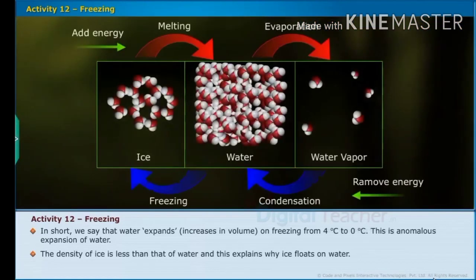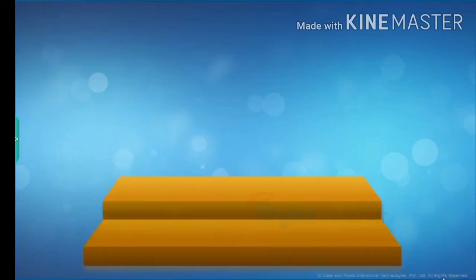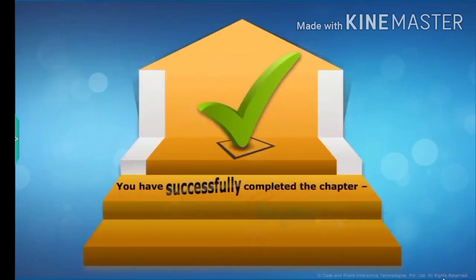The image shown on screen gives a clear idea about the terms melting, evaporation, condensation, and freezing. Take up the following activities. Collect the information about the working of a geyser and prepare a report. Suggest an experiment to prove that the rate of evaporation of liquids depends on their surface area and the vapor already present in the surrounding air. You have successfully completed the chapter.